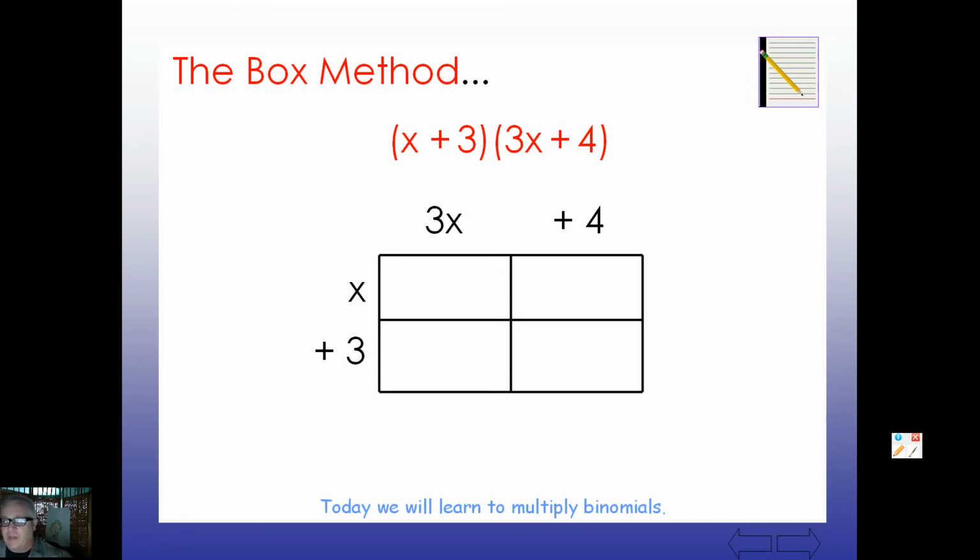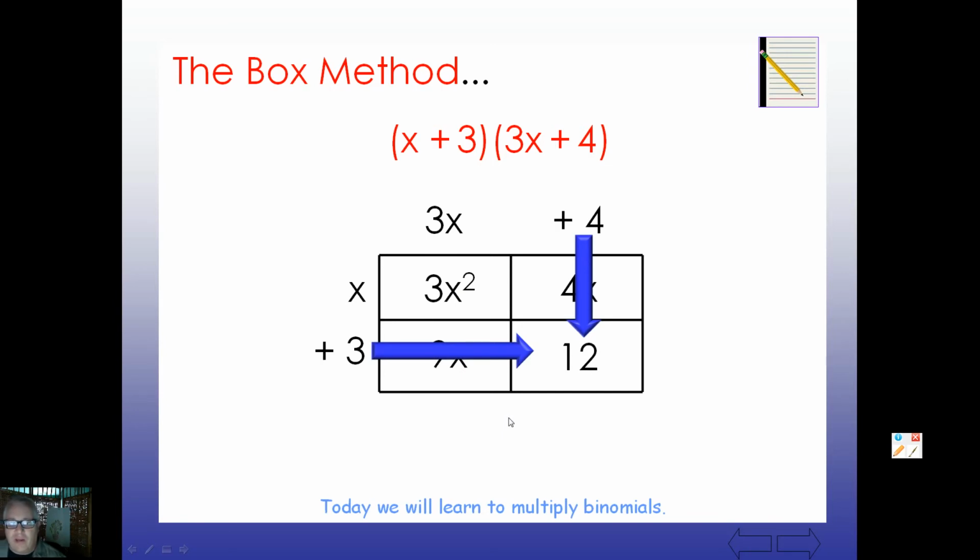Let's go ahead and fill this box out. What is x times 3x? Well, how about 3x squared? 3x squared. And now, how about the next one? X times 4. Let's fill in this box here. X times 4 is 4x. And now let's work on the bottom left box. 3 times 3x is 9x. And then finally, 3 times 4, of course, is 12.